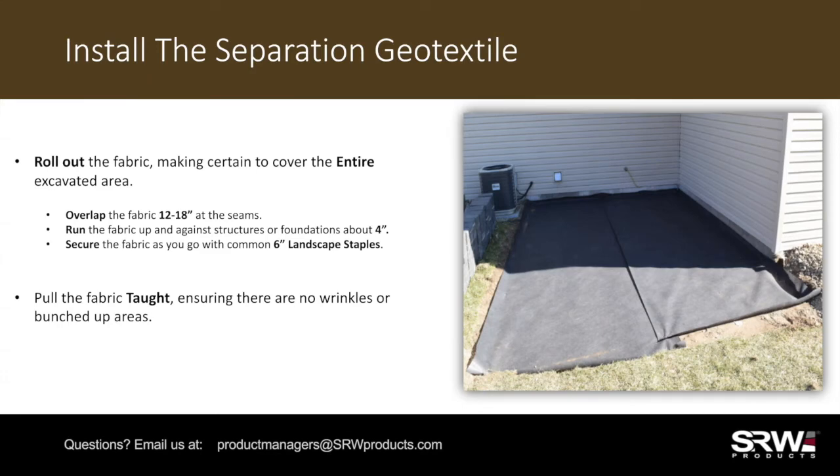Roll out the fabric over the entire project area. Make sure you overlap the fabric 12 to 18 inches at any seams, and that you run the fabric up any structures or foundations about 4 inches. Secure the fabric as you go with standard 6-inch landscaping staples. When stapling, make sure you pull the fabric taut and remove any wrinkles or bunched up areas.